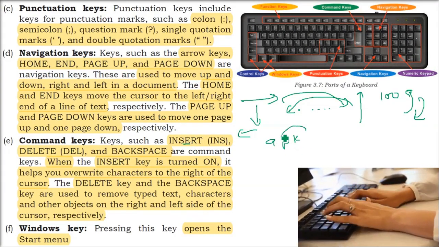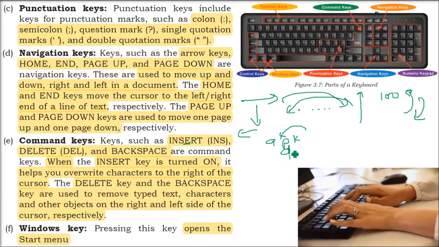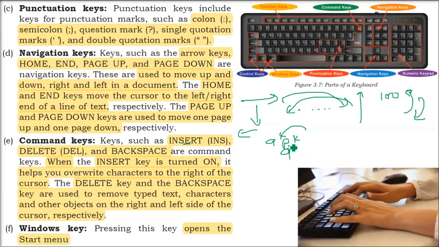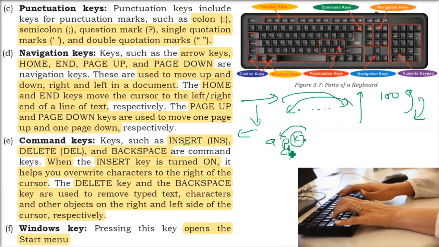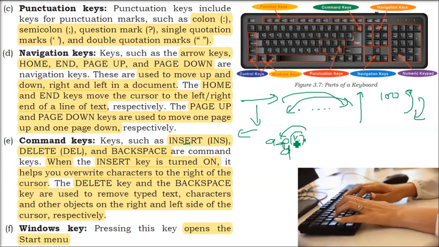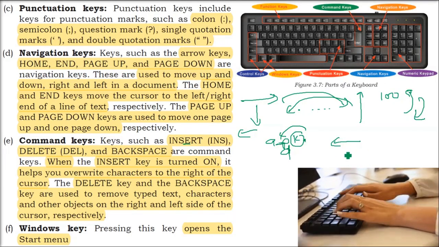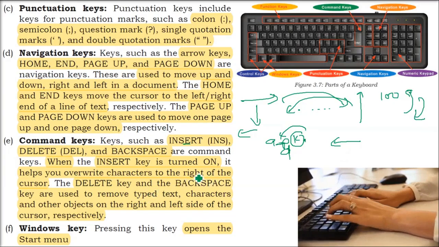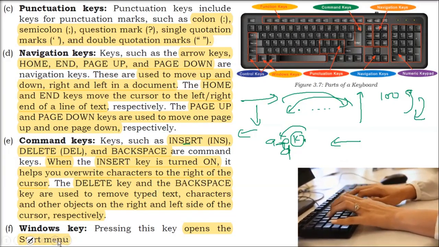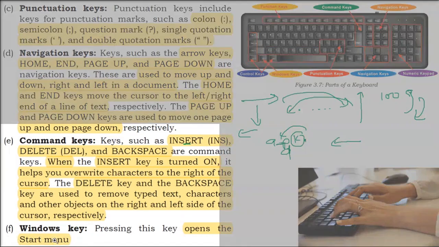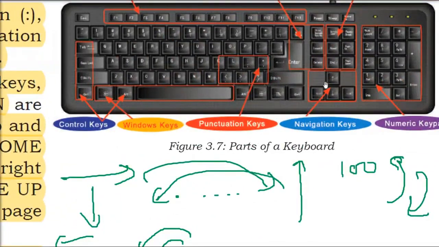Command keys, for example, I am writing APK. Now just insert at P and press D. The P will be replaced by D. This is insert. Delete is what? Delete will always delete the character coming after it. Backspace will always delete the character which is coming before it. So insert has to be turned on and turned off whenever you want it. Delete and backspace are also there to remove typed text, characters, and there are other things they do also.